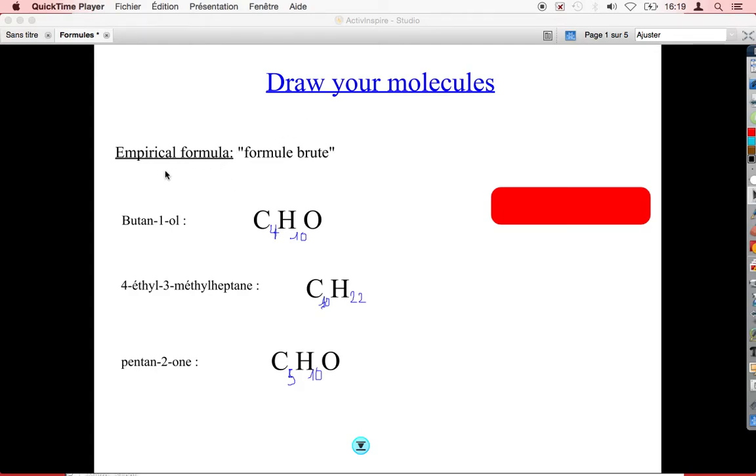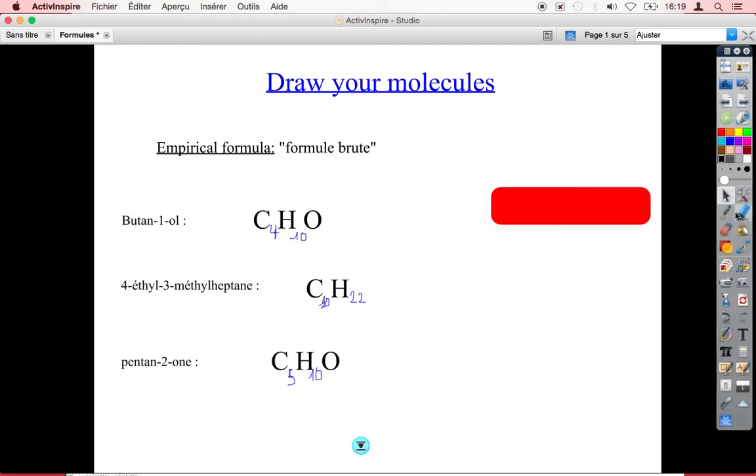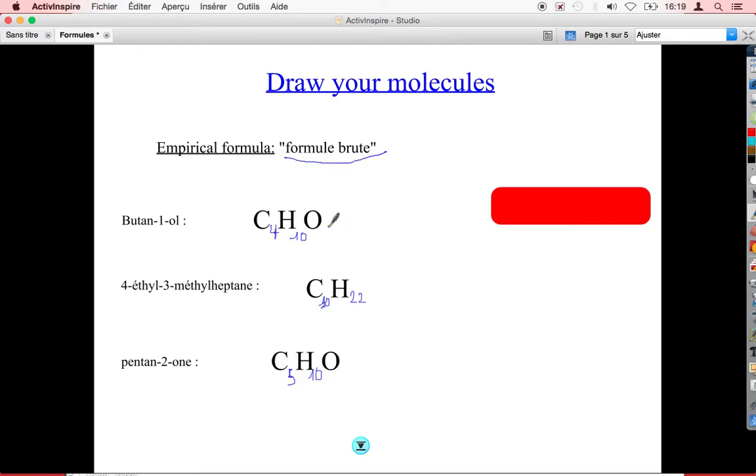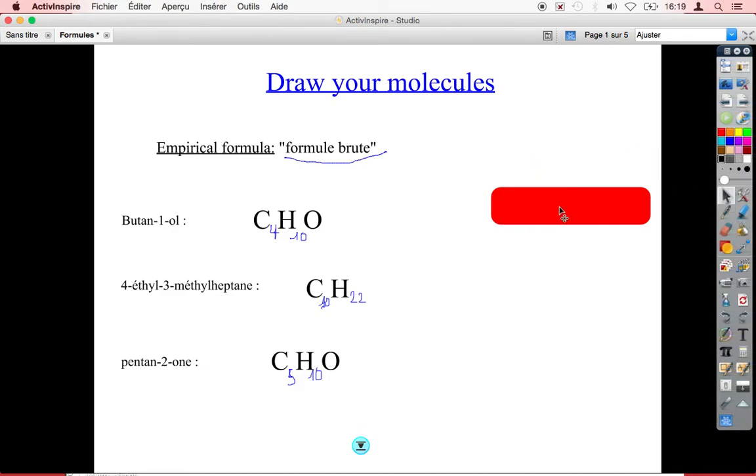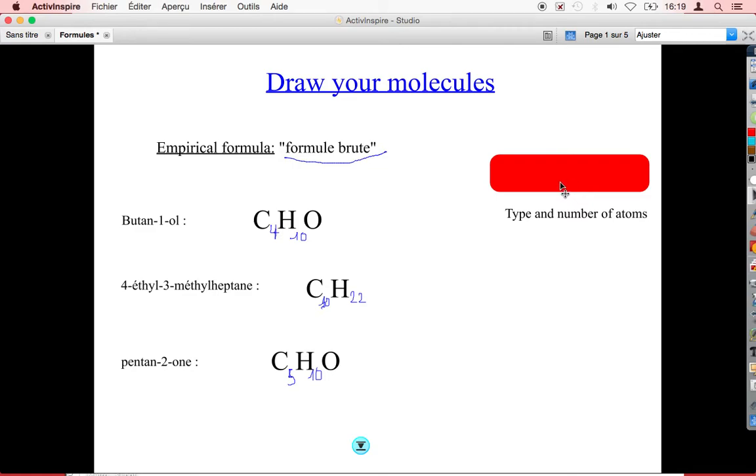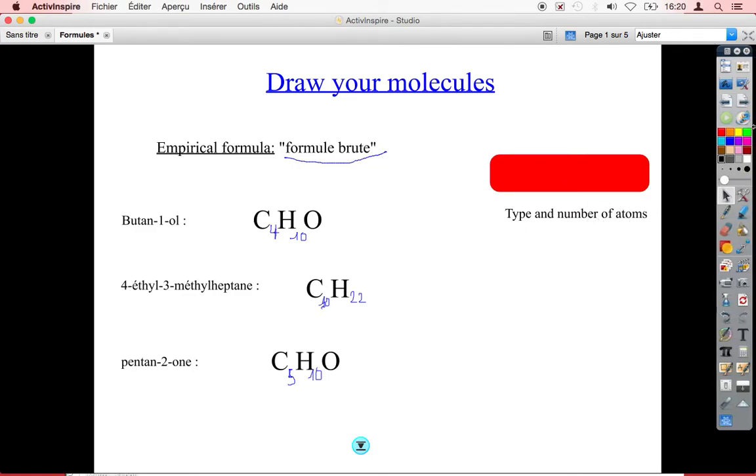So the first one is the empirical formula. You have the French translation just there. As you can see, it's something you already know. It's about the kind of atom you have and the number of them: C4H10, C10H22. So as you can see, we have the constitution, but we don't know how these atoms are bonded together. The only thing you have to know is the type and number of atoms.